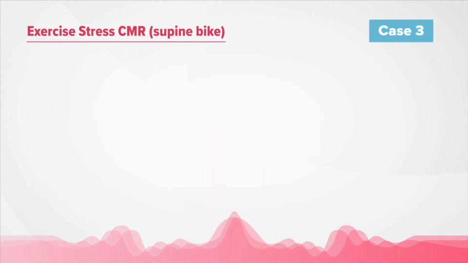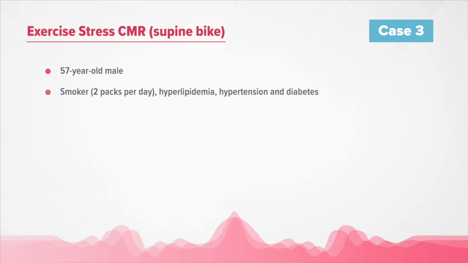In the beginning of the lecture, I did mention about the role of stress imaging in diagnosing coronary artery disease. Early experience with exercise treadmill also showed very promising results. What about with exercise stress using supine bike ergometer? This is a case of a 57-year-old male who was a heavy smoker and a history of dyslipidemia, hypertension, and diabetes. He was referred for exertional symptoms suspicious of angina.